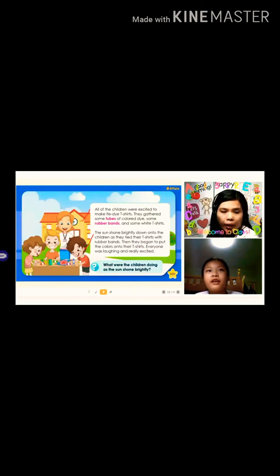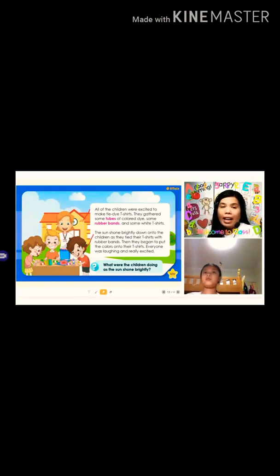If the sun shines brightly, it's down on the children. Okay, down onto the children as they tie their T-shirts with rubber bands. And they began to put colors onto the T-shirts. And everyone was laughing. Okay, I think they're having fun while they are making the tie-dye T-shirts.